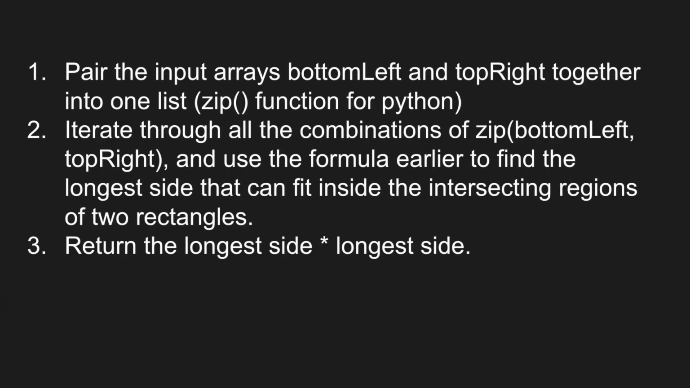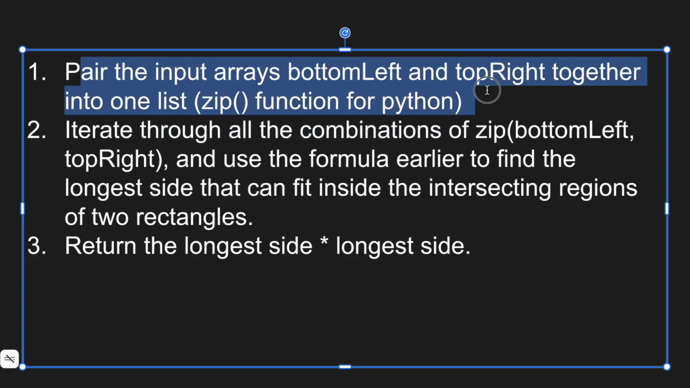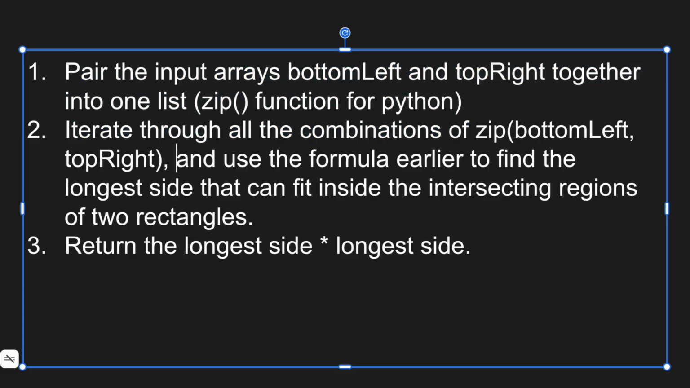So what we can do is pair the input arrays bottom left and top right together into one list. And for Python, you can use the zip function to do that. And we will iterate through all the combinations of the pairs that we made in step 1. And we will use the formula earlier to find the longest side that can fit inside the intersecting regions of the rectangles that we are iterating through. And we will keep track of which side is the longest, and then we will return the longest side times the longest side because that would be the area.